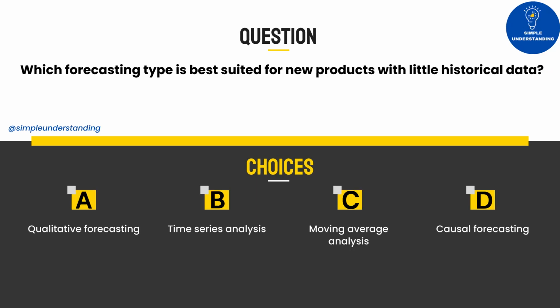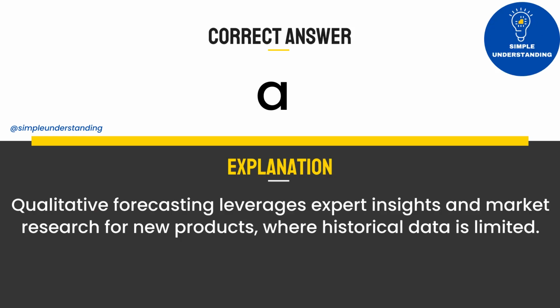2. Which forecasting type is best suited for new products with little historical data? A. Qualitative forecasting. B. Time series analysis. C. Moving average analysis. D. Causal forecasting. Answer A. Explanation. Qualitative forecasting leverages expert insights and market research for new products, where historical data is limited.